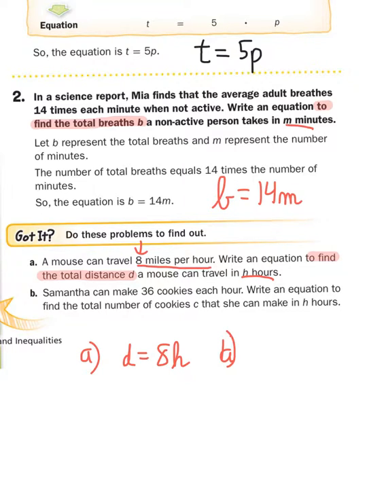Okay, so it says Samantha can make 36 cookies each hour. Write an equation to find the total number of cookies C that she can make in h hours. So what I highlighted is what we have to find, so your equation should start with C equals, because we're finding the total number of cookies. Now, here's what we know. We want to know what she can make in h hours, and it's 36 cookies per hour, so it would be 36 times h. So C equals 36 times h.